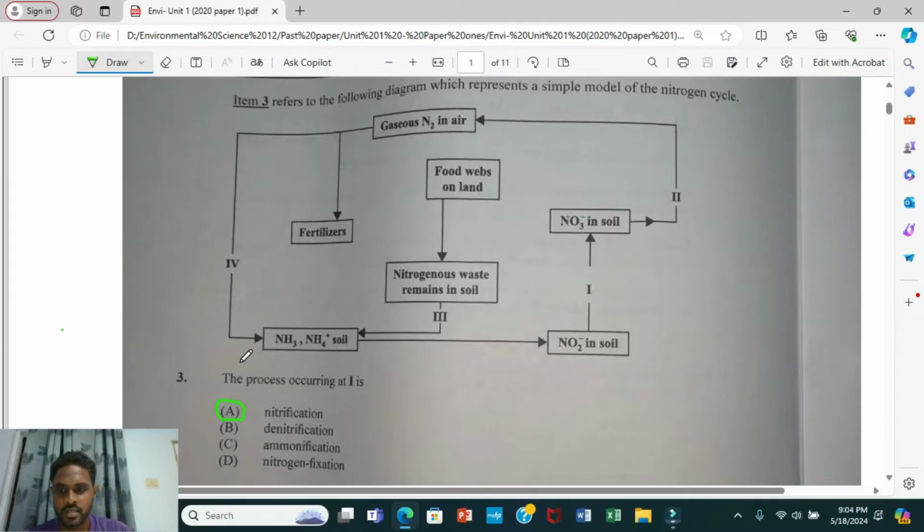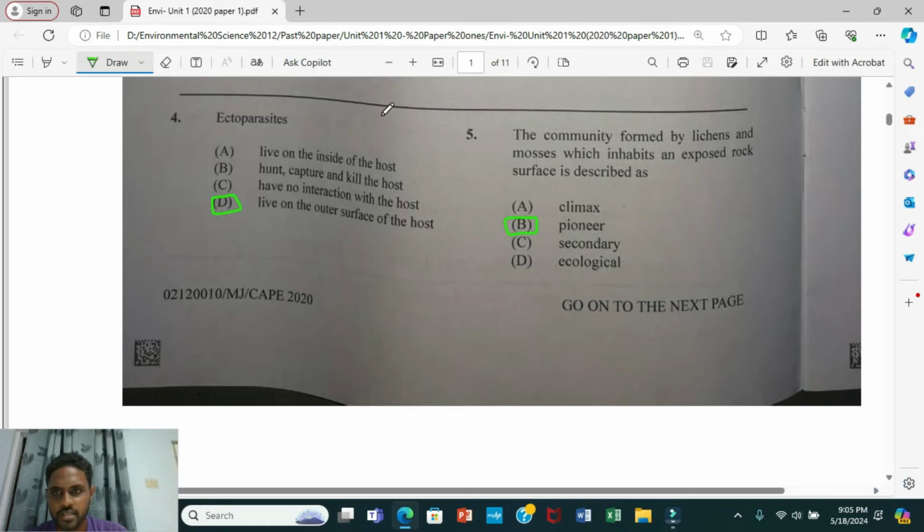Anyways, it says here for number 3, the process occurring at 1 is. So here's 1. And of course, the answer is nitrification, which is from nitrites to nitrates here. From here to here would be ammonification, which is from ammonia and ammonium to nitrites, right? And from here, 4 would be the nitrogen fixation, and denitrification would be 2, from nitrates back to nitrogen gas.